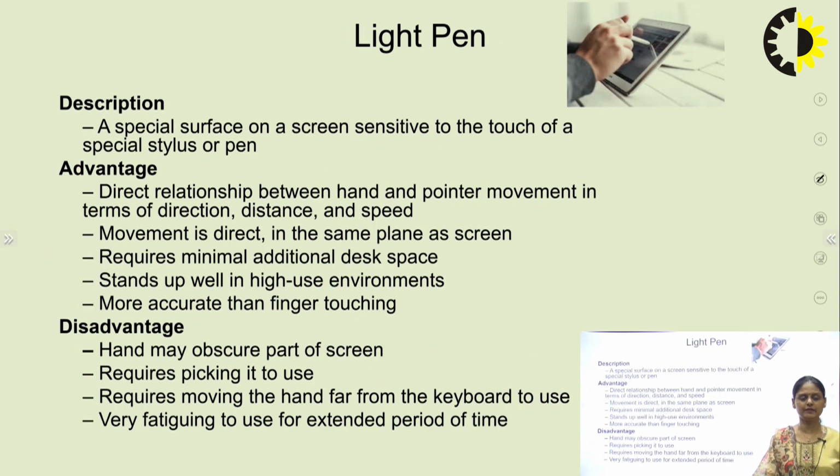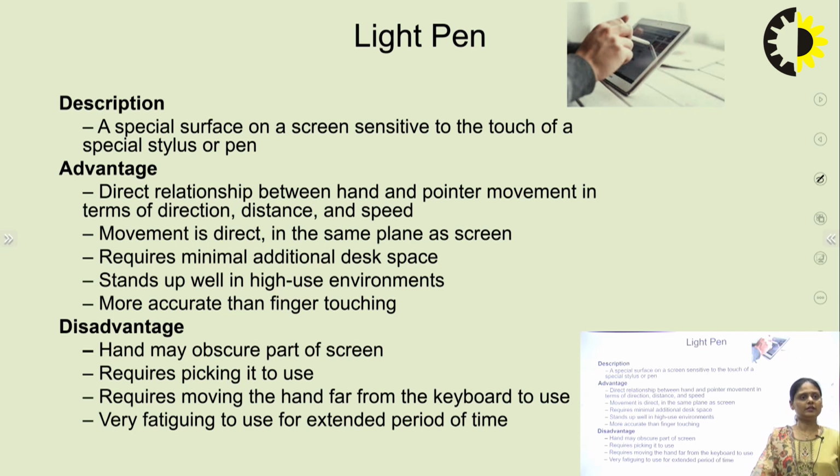Similarly, the light pen. As the name indicates, it has a pen. Through the use of the pen, we are interacting with the device. It is a special pen called a stylus, used on a screen surface that is sensitive to its touch. So through this pen we can interact with any object.